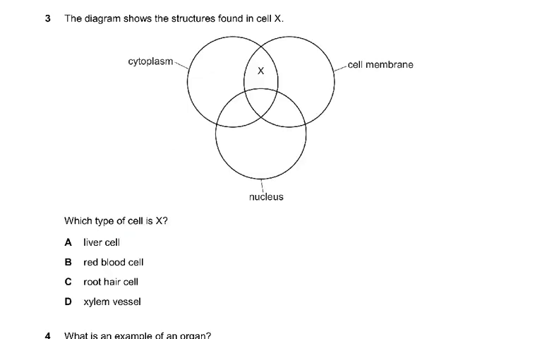Question number 3, the diagram shows the structure found in cell X. It has cytoplasm, cell membrane, and nucleus. Now there are 3 labels, but in X, there are only 2 things, cytoplasm and cell membrane, and there's no nucleus. So it has to be a red blood cell because liver cell has a nucleus, root hair cell has a nucleus. Xylem vessels, of course, have neither a cell membrane nor any cytoplasm.